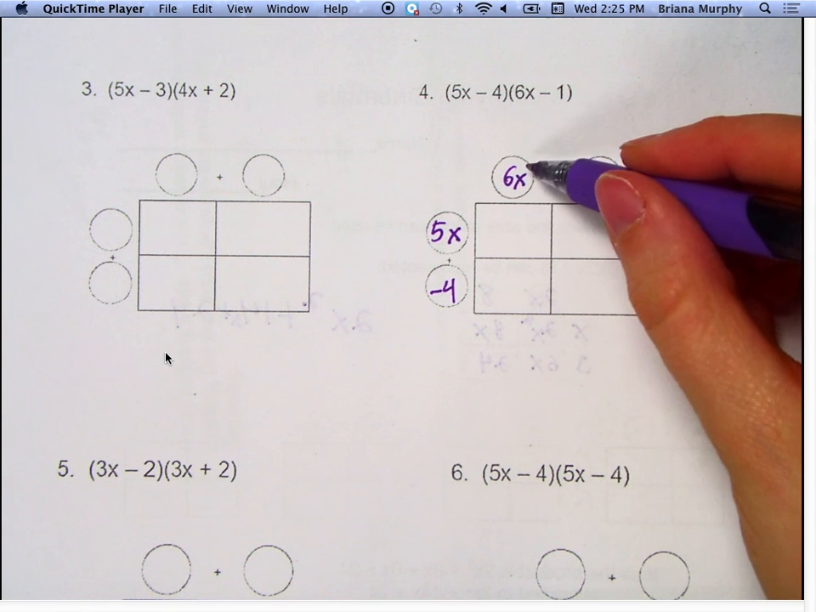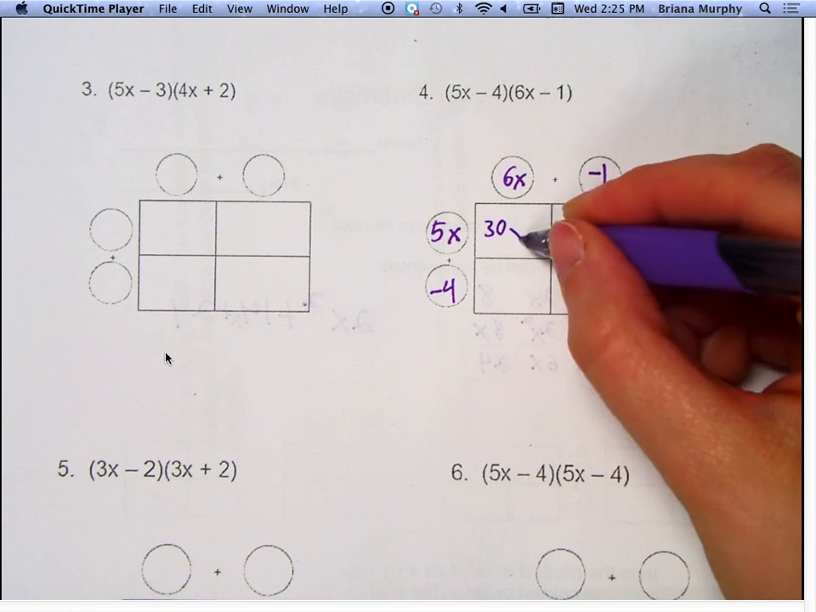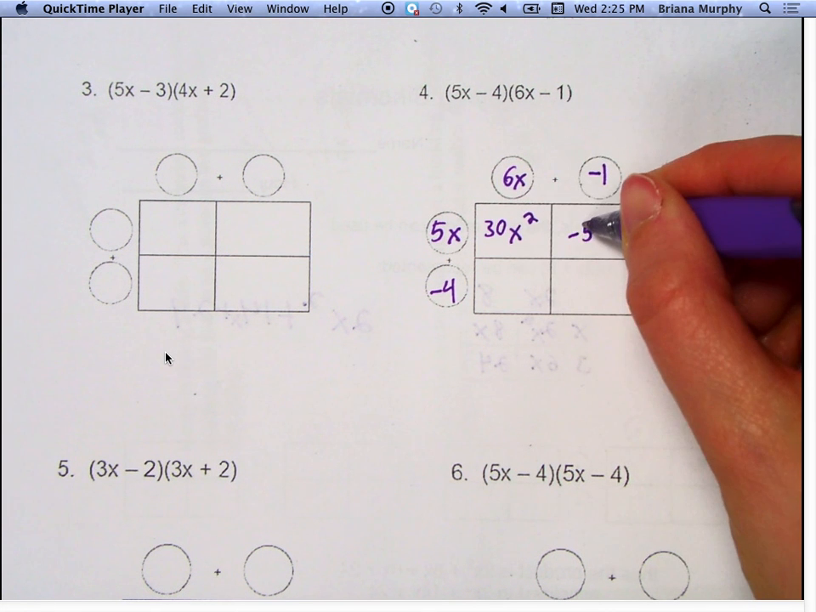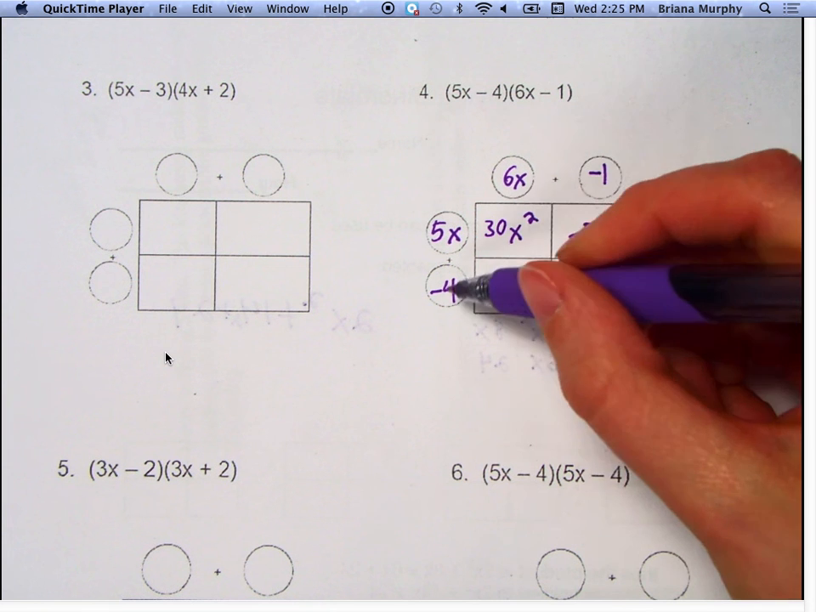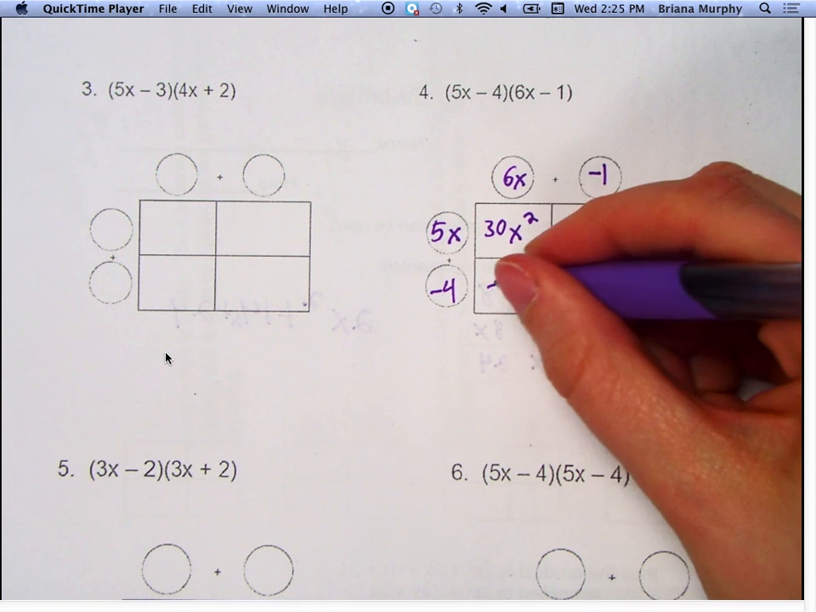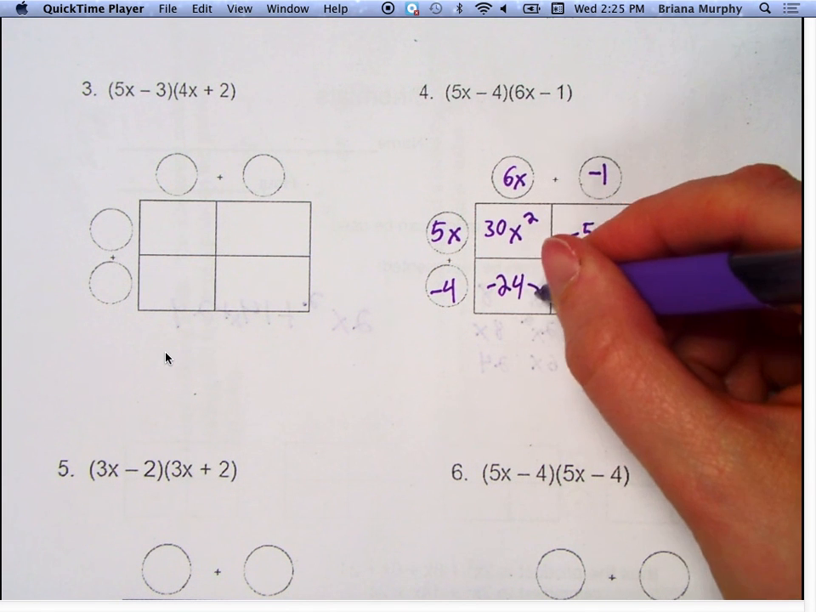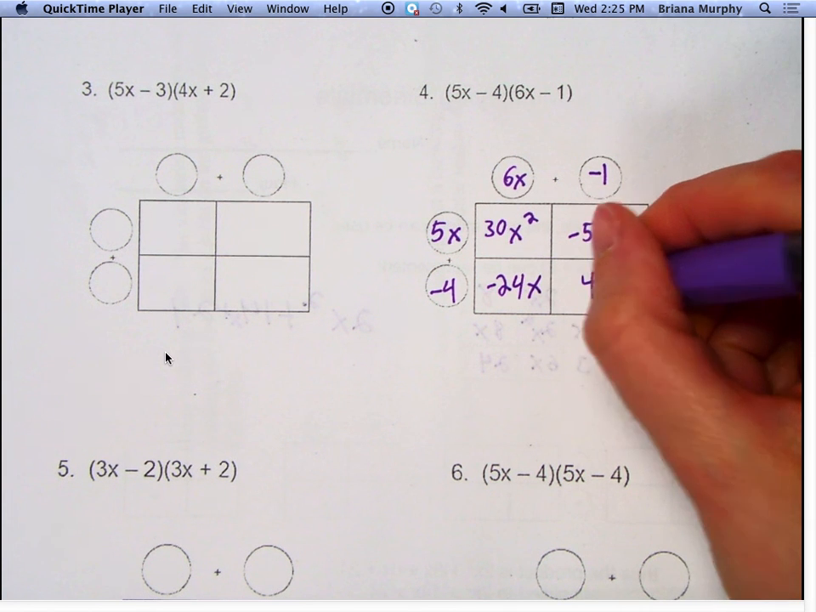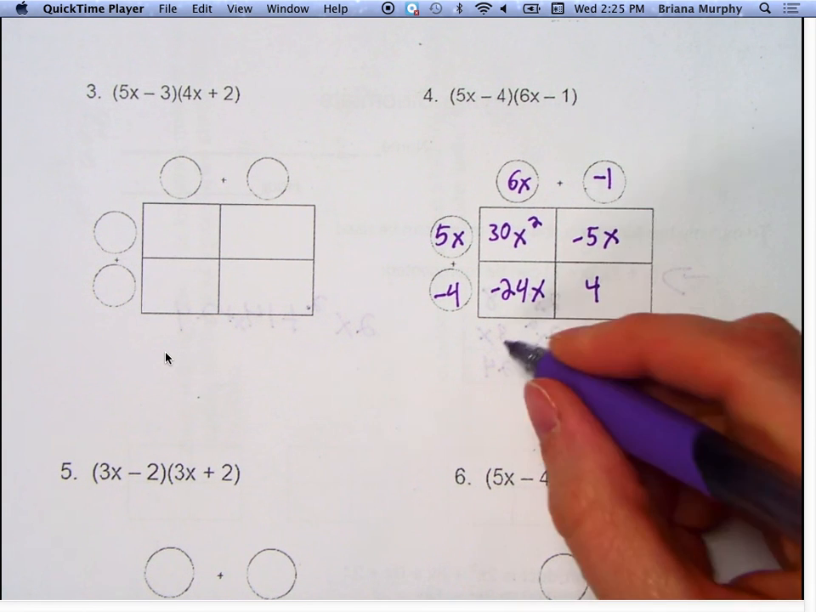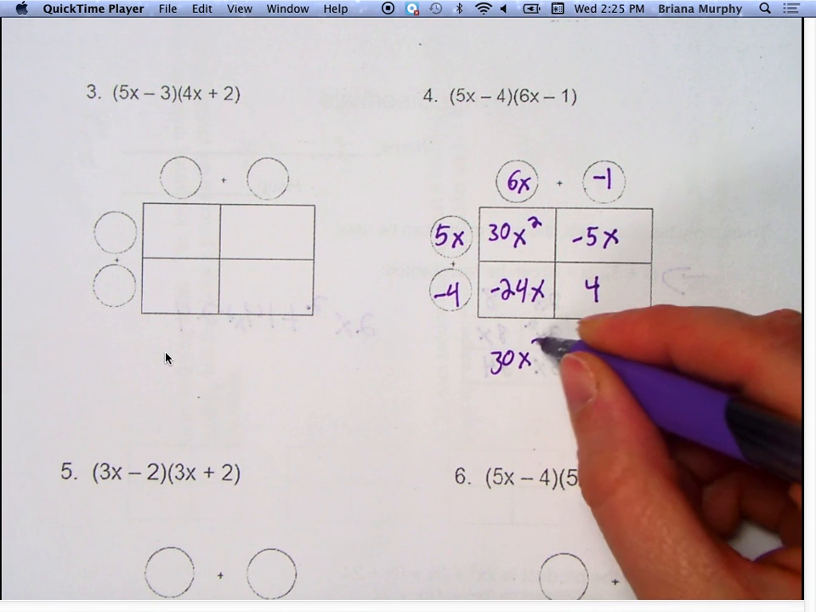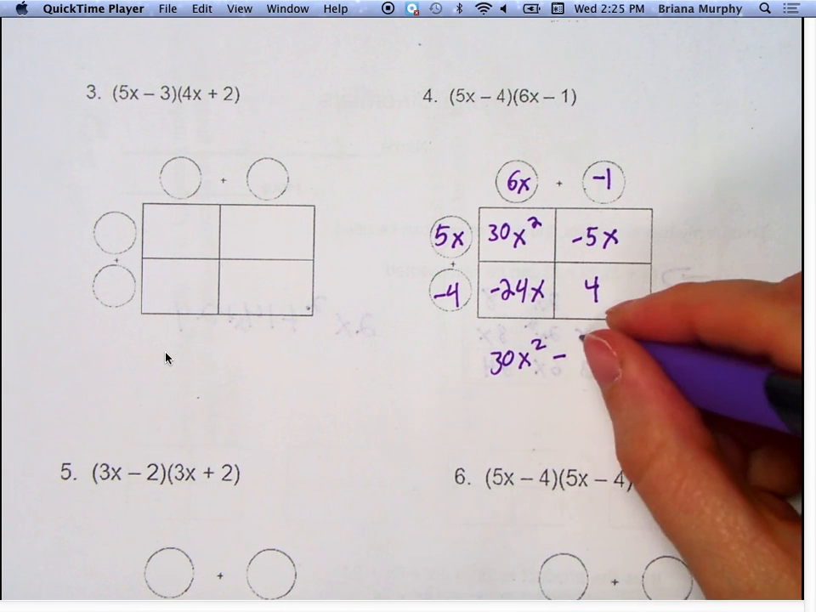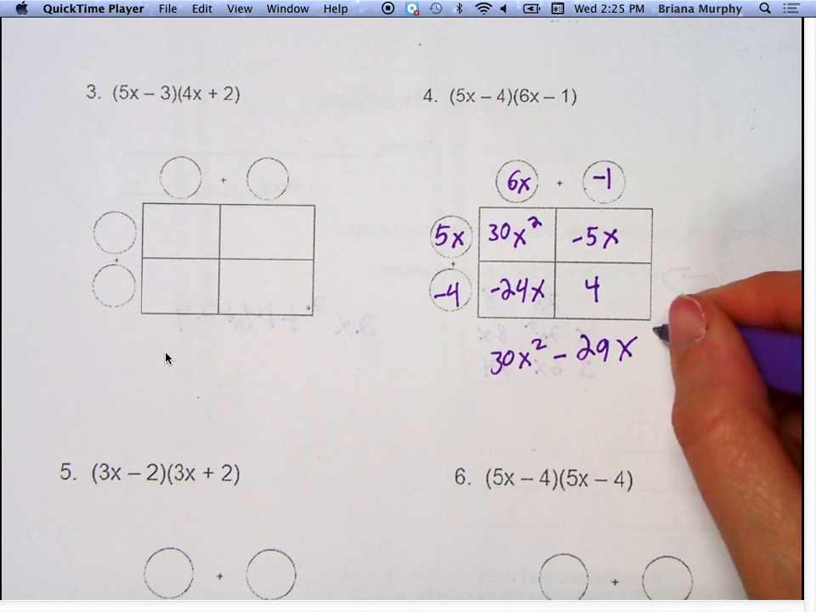5x times 6x is 30x squared. 5x times negative 1 is negative 5x. Negative 4 times 6x is negative 24x. Negative 4 times negative 1 is 4. And then we just combine like terms. 30x squared minus 24, 25, 26, 27, 28, 29x plus 4.